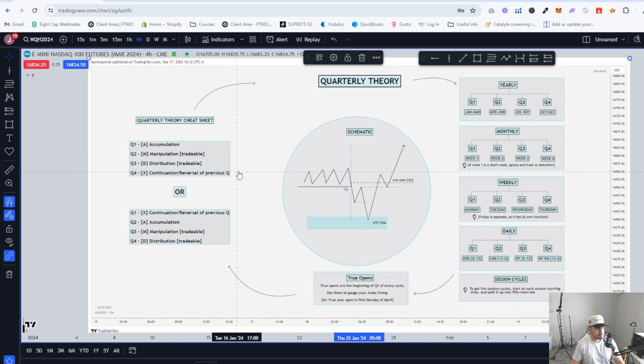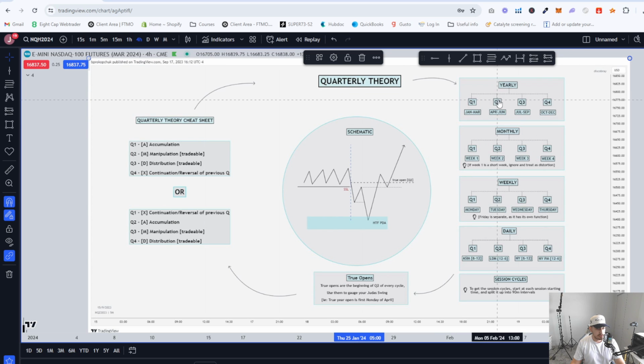So Q4 in this first one right here is going to be a continuation of the distribution quarter or a reversal of the previous quarter. So a reversal of this distribution of quarter three. Or Q1 can be the continuation or reversal of the previous quarter. Once we split the 90-minute intervals, you guys will know what I mean. And then Q2 is the accumulation, Q3 would be the manipulation, and then Q4 would be the distribution. So that is basically quarterly theory in a nutshell, and this goes for all of these.